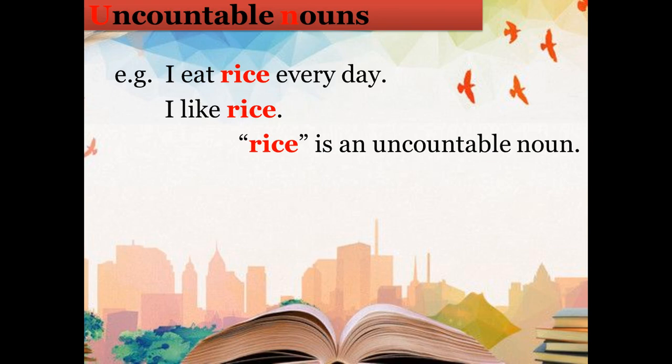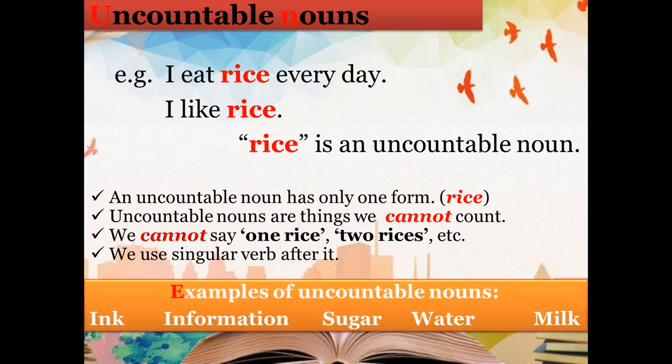Uncountable nouns. I eat rice every day. I like rice. The word rice here is an uncountable noun. As you see, we cannot count the rice, and we cannot even use a number before it, so it is an uncountable noun. The uncountable noun has only one form, and they are things we cannot count, as I said. We cannot say one rice or two rice, and also we need to use a singular verb after it.